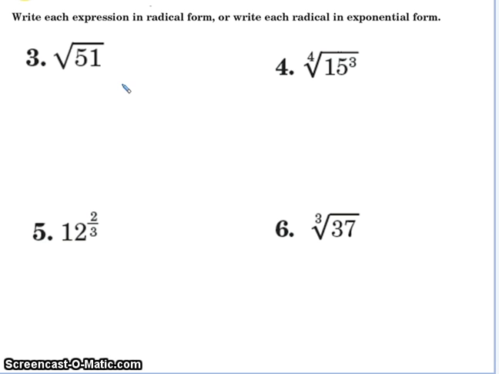So we're just going to have to leave it as the 5th root of 8. This tells us to write each expression in radical form or write each radical in exponential form. So on number 3, 4, and 6, we're going in the opposite direction. If there is no number in our radical, we know that means it is a square root. And so we take what is underneath the radical. It is raised to the first power. So we just write it as 51 to the 1/2.